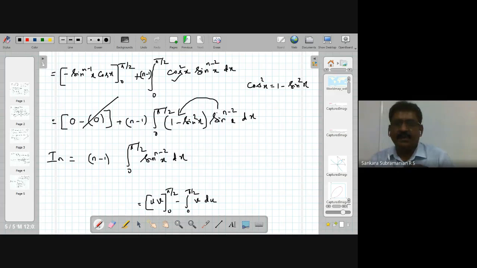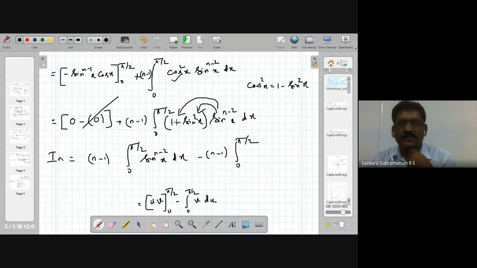And if you multiply the second term, you have minus, because you have the symbol minus, n minus 1 times integral 0 to pi by 2. So if you add the powers, you get sin power n x dx.